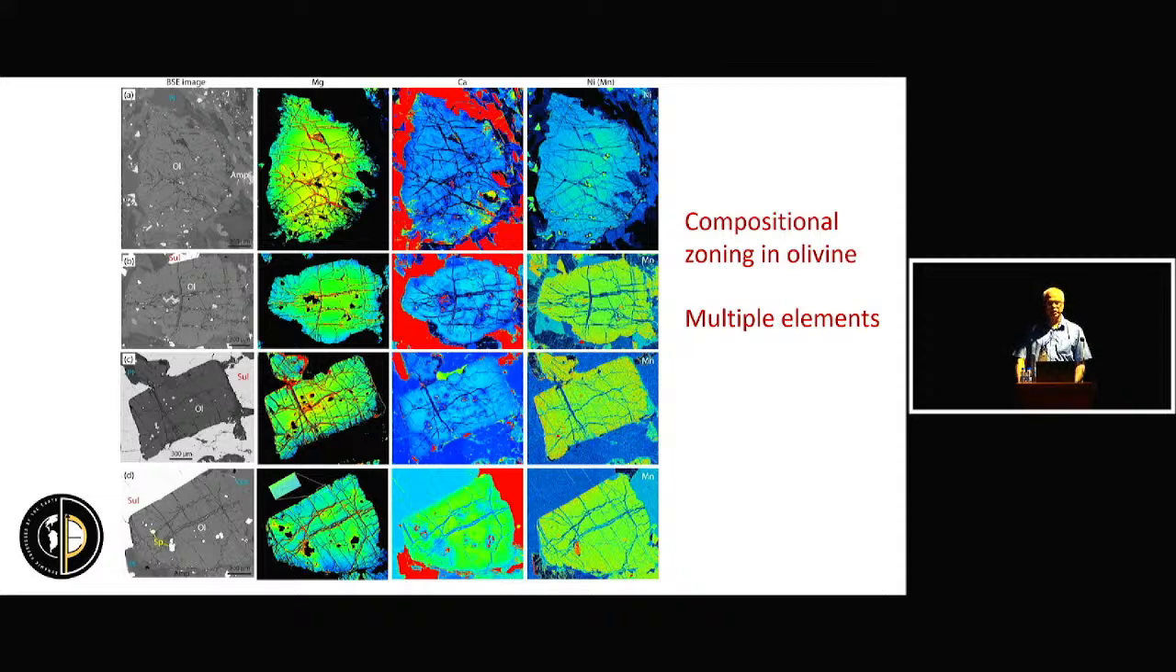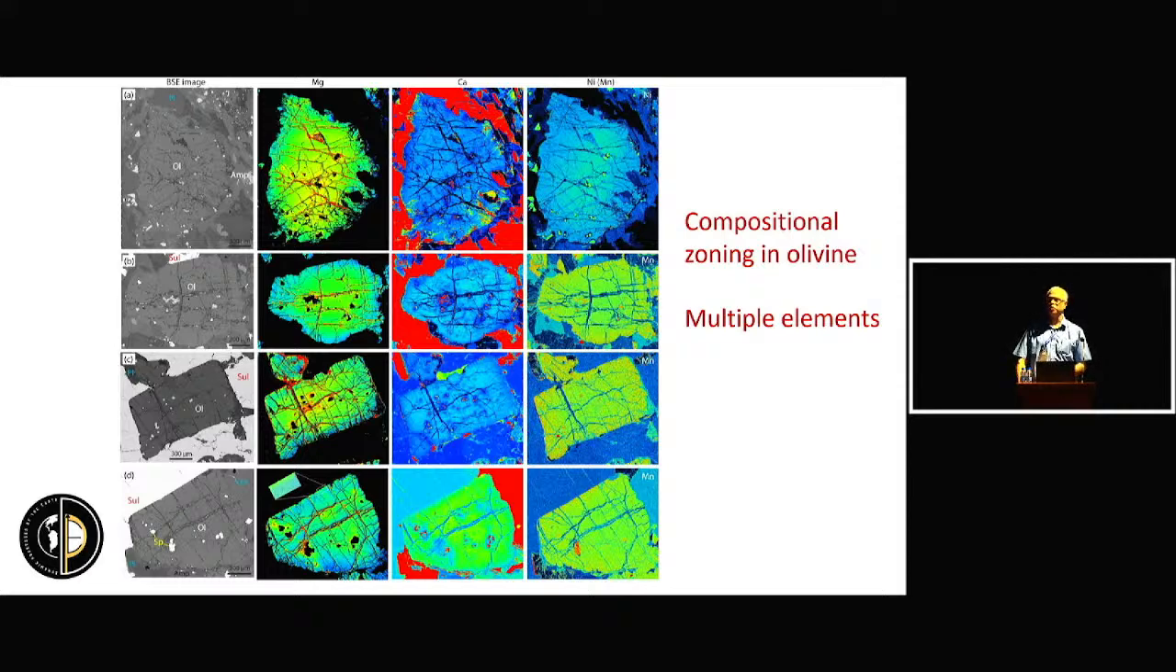The second thing is whether you see a difference between sulfide or not. This is the first work we have done, but what you see here are some olivine maps of some crystals, and there you do see a difference between olivines that are in the silicate part of the rock versus the olivines that are in contact with sulfides.